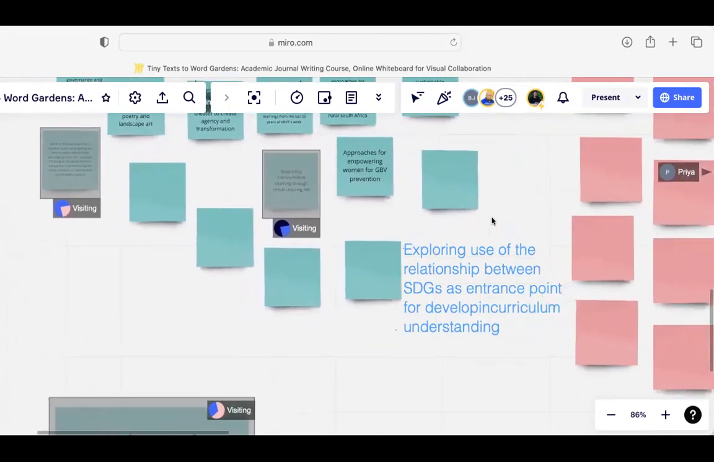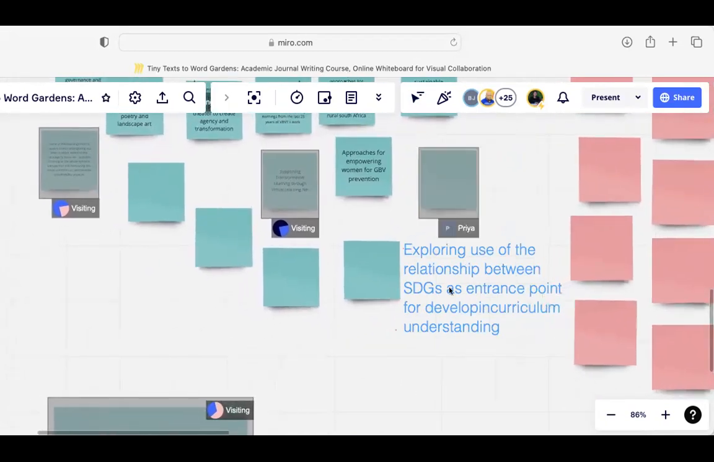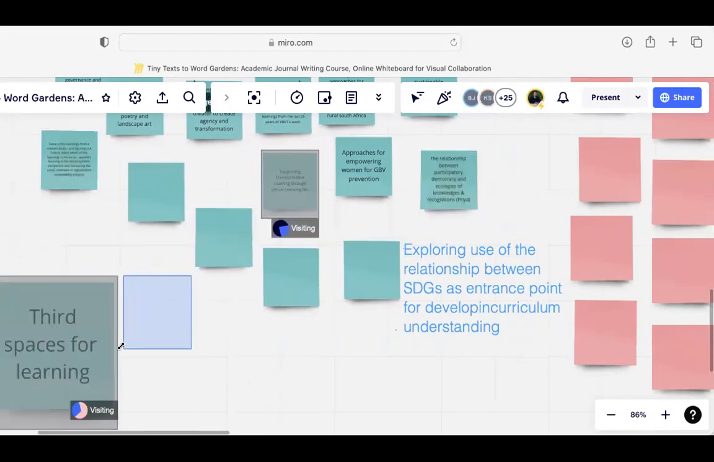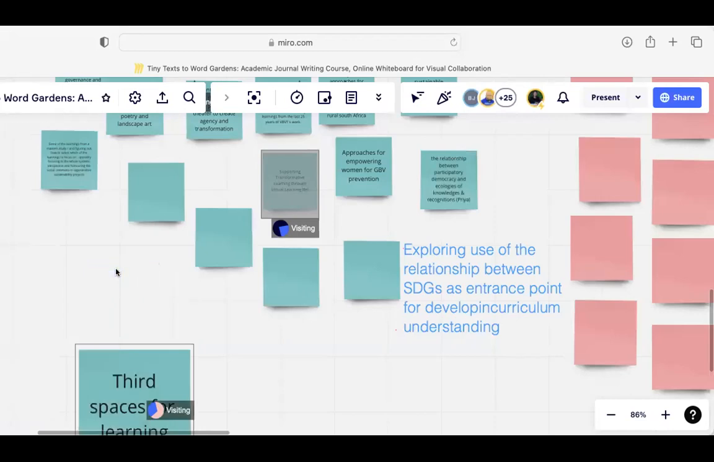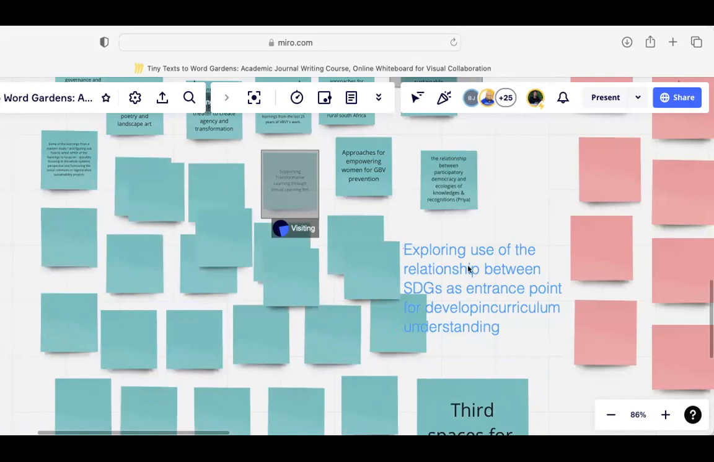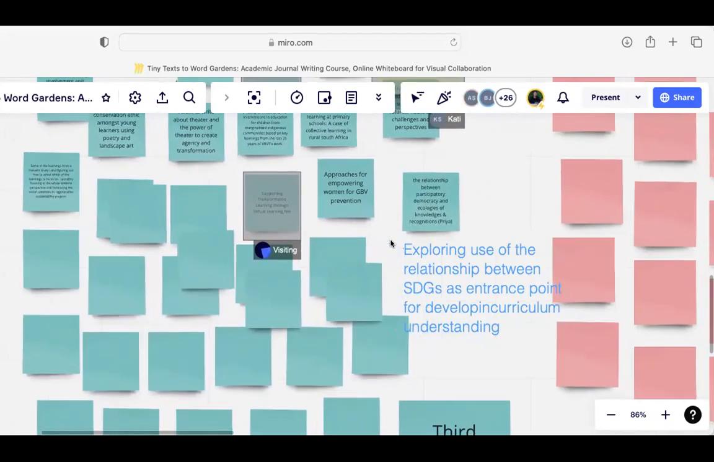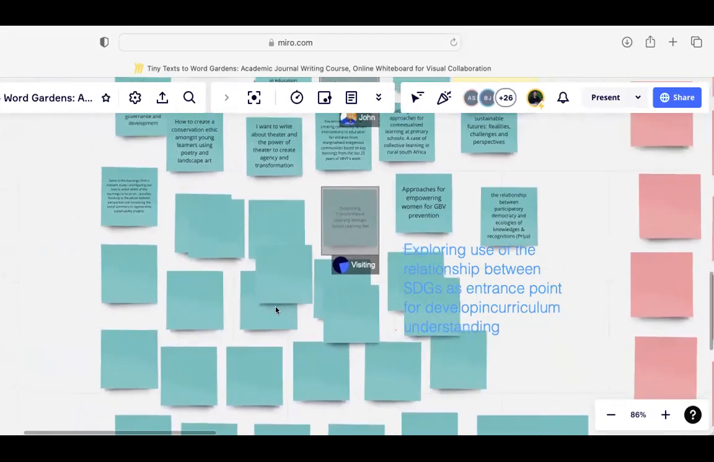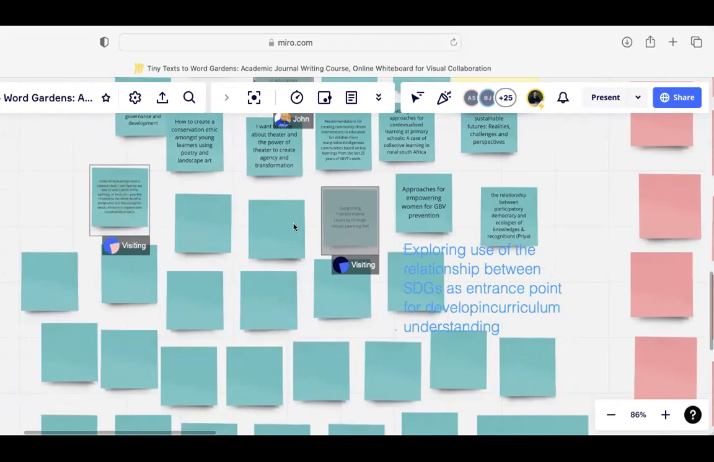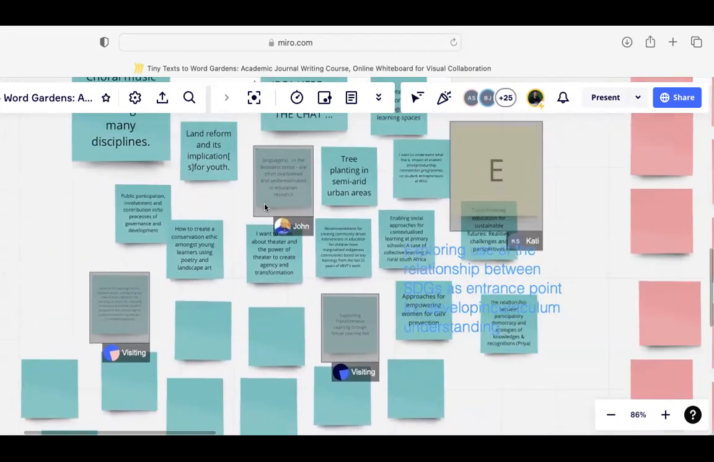Somebody else wants to explore the relationship between SDGs as an entrance point for developing curriculum understanding. Trevin, I'm wondering if you can move that for me into a blue block. Or Priya, maybe, if you know how to do that. Okay, is everybody feeling like they've got their main idea down somewhere?